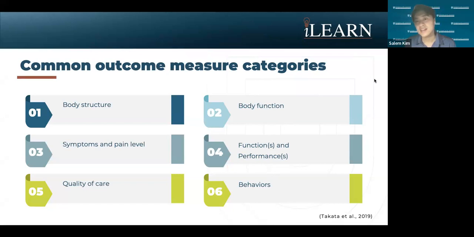Function and performance are mainly about how the client is adapting in different occupational performance and functional status. Quality of care is when we check the overall experience of hand therapy from the client's perspective. Lastly, behavior is when we check our client's anxiety level or their compliance level to hand therapy, or when we perform assessment on their quality of life after the diagnosis or injury that they have.